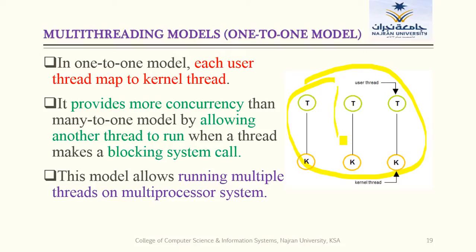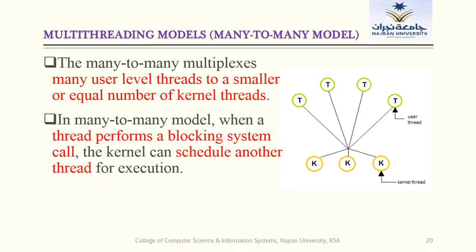Also, this is better: if we have a multi-processor system, then we can execute more than one thread at the same time. Then at the end, we have discussed the many-to-many model. In the many-to-many model, the number of user-level threads are mapped to a smaller or equal number of kernel threads. So each thread does not have a separate kernel thread, but they are mapped to many kernel threads. Suppose here four user threads are mapped to these kernel threads.